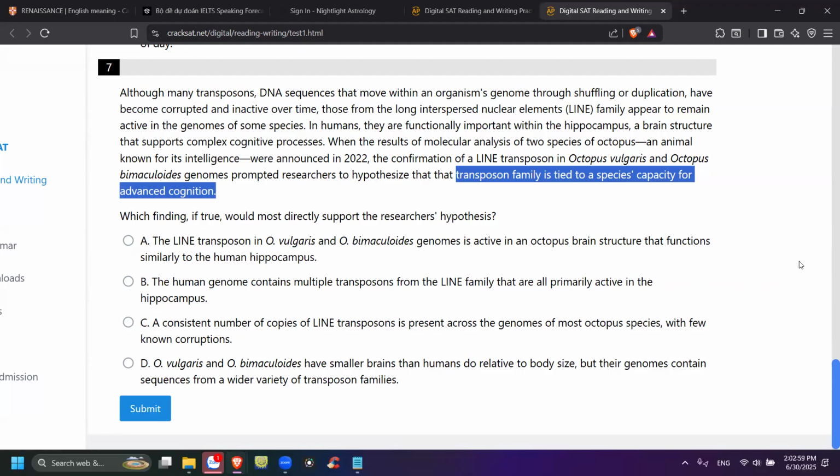What does it mean by a species' capacity for advanced cognition? They recognize things in a complex way. That's what it's saying. So it must most directly support the researcher's hypothesis.